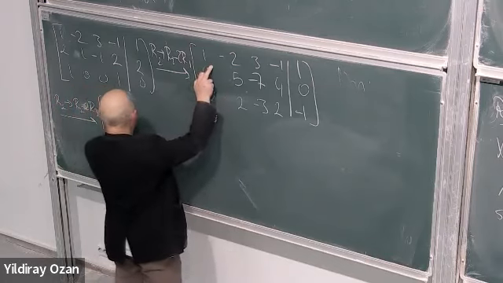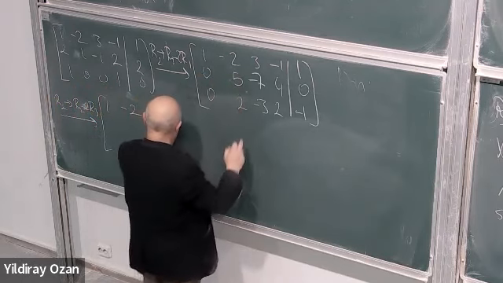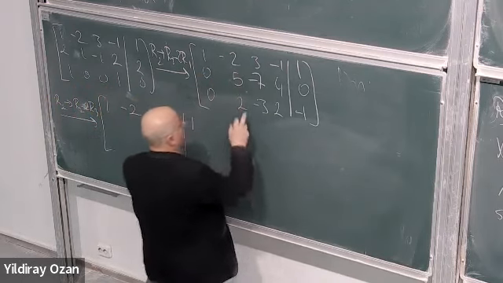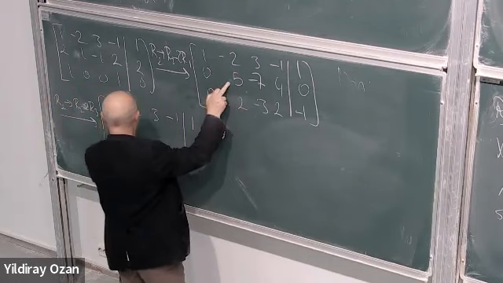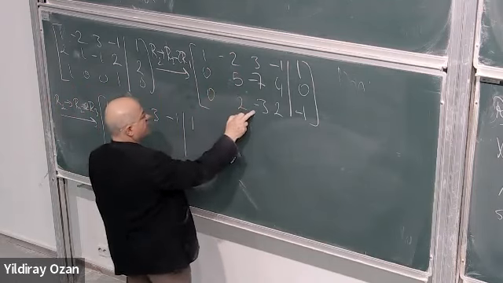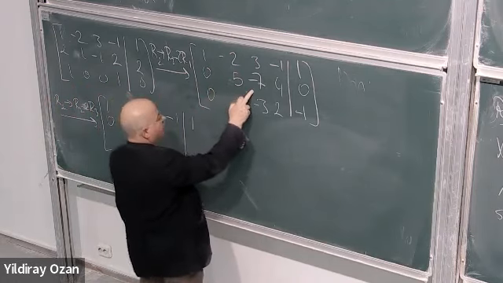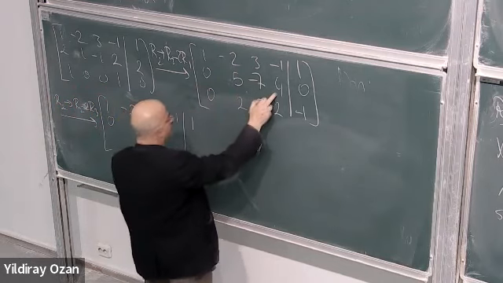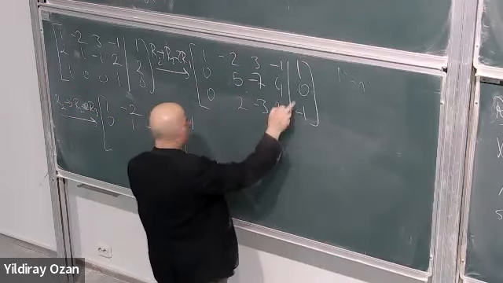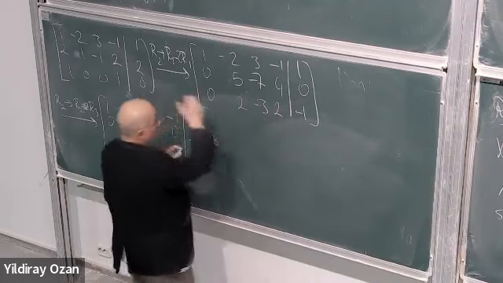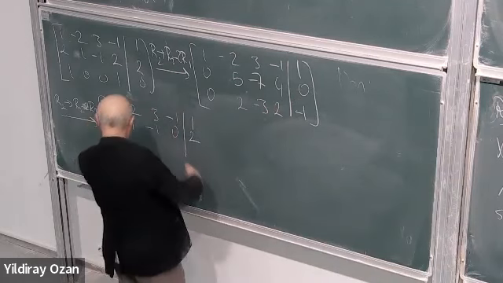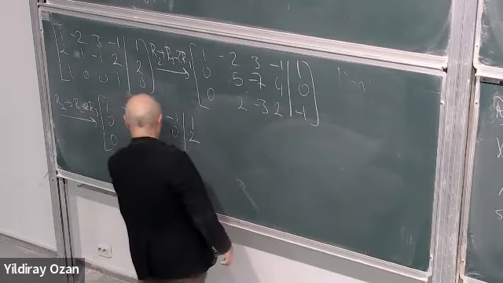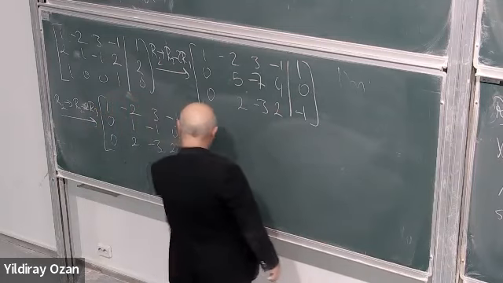Buraya dokunayım. Eksi 2 ile çarpıp toplarsam 1, eksi 2 ile çarpıp topladım, eksi 1 değil mi? Eksi 2 ile çarpıp topladım, 0, eksi 2 ile çarpıp topladım, 2. Burası da 0, 2, eksi 3, 2, eksi 1.